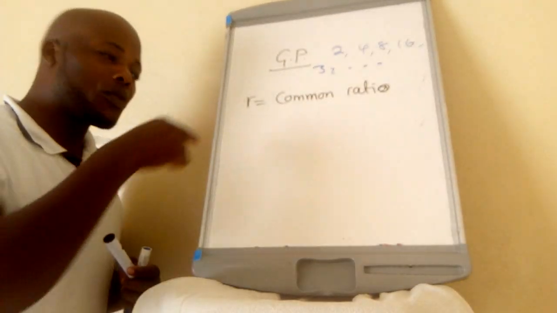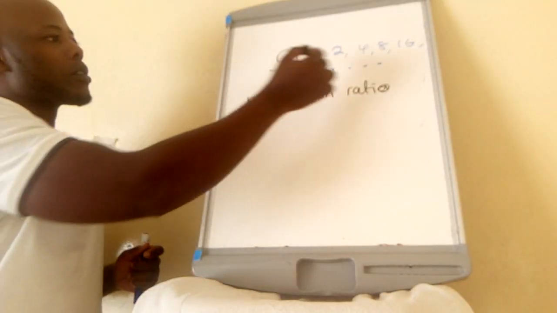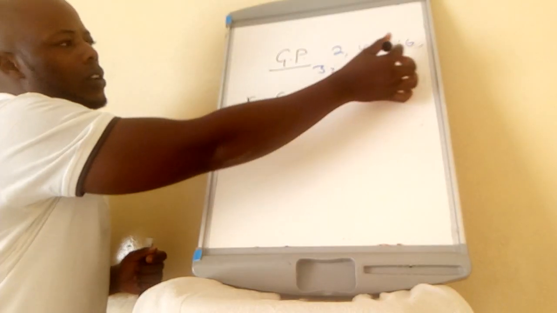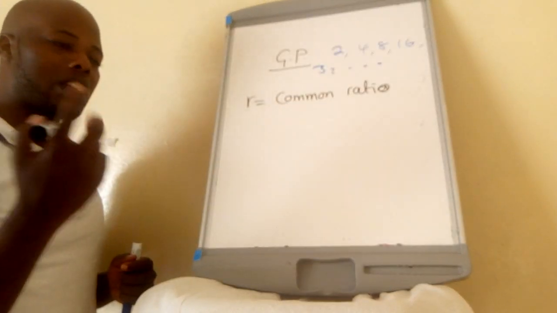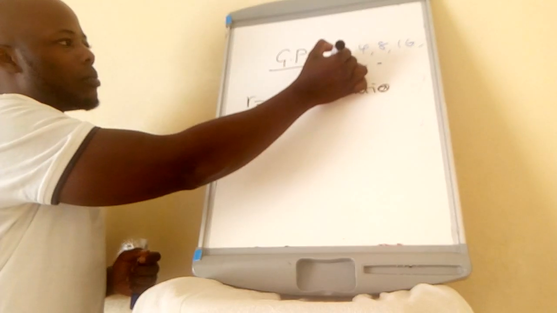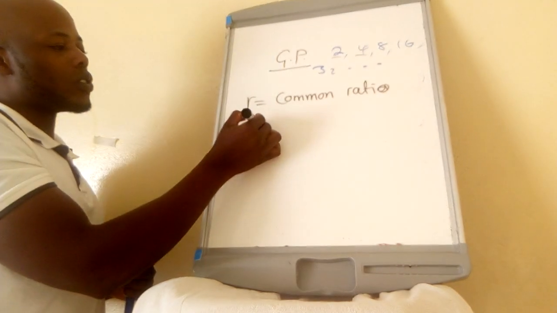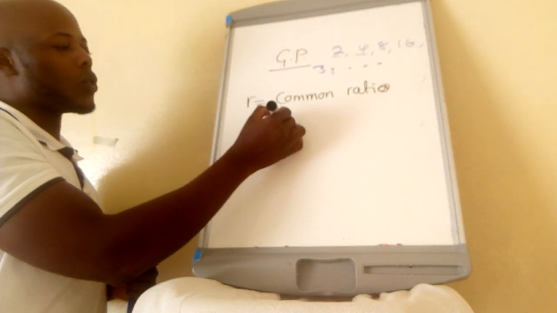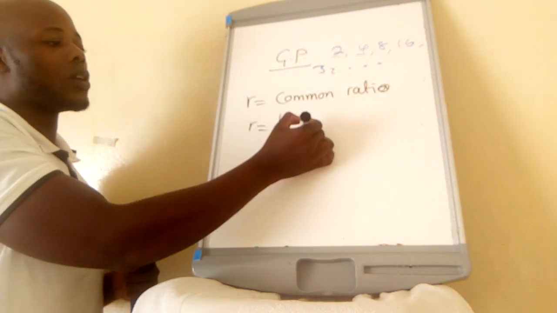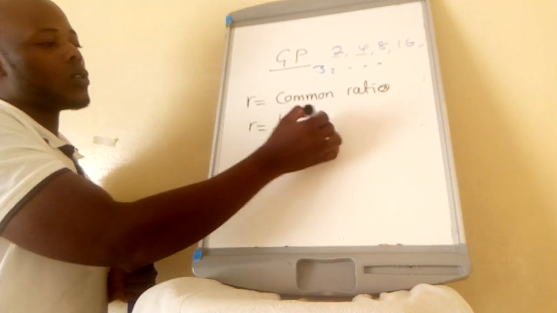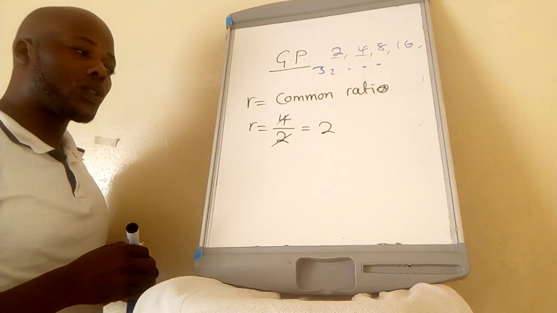So now how do they find this R? You just look at the sequence that you've been given and pick two numbers that follow each other. So I'll pick maybe 2 and 4. So you say R will be equal to 4 divided by the number that is before, in this case 2. So you get your answer to be equal to 2.